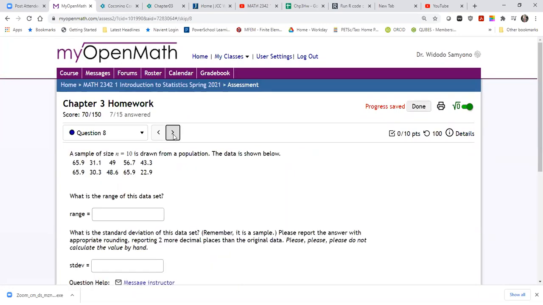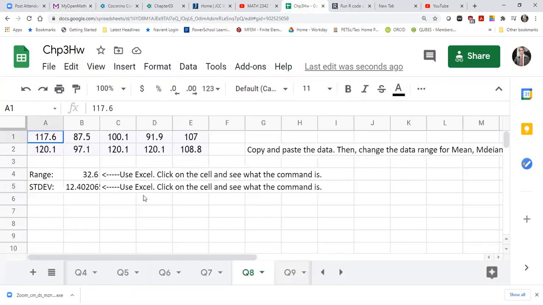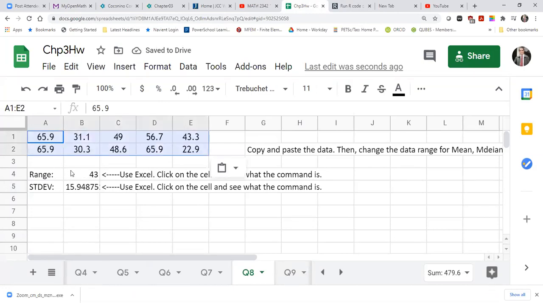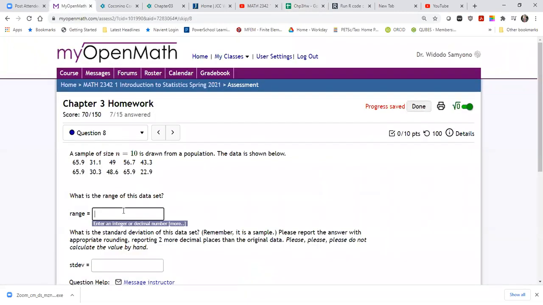And then number 8. Yeah, so the range is... just simply copy this and put it in Excel or Google Spreadsheet, and Control V, and you got everything. So the range is 43, right? And then the standard deviation here is this one. So 43, the standard deviation here.